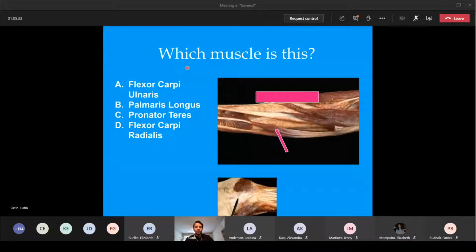Okay, so here's another comprehension check question. Which muscle is this? The one pointed at by the arrow, that little pink arrow, I think. A, B, C, or D?